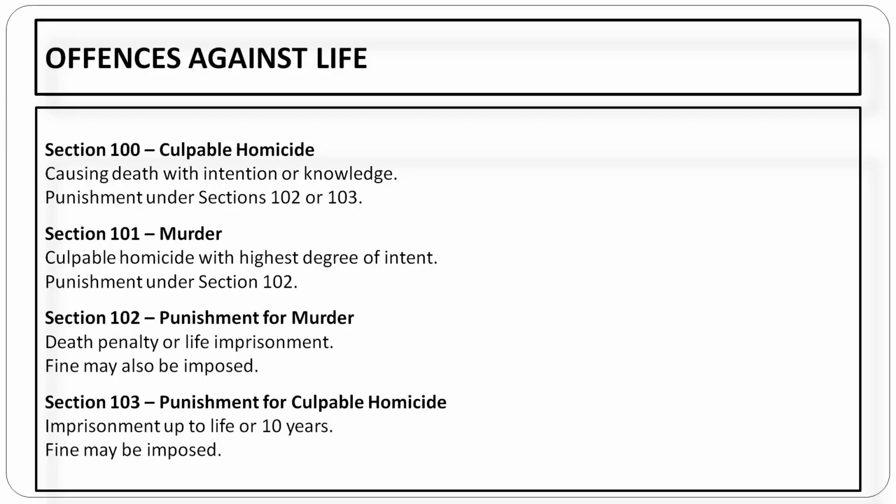Section 103, punishment for culpable homicide. It prescribes punishment for culpable homicide not amounting to murder. The punishment depends on intention, knowledge, and circumstances of the act. It may extend to imprisonment for life. In some cases, imprisonment up to 10 years is awarded. The law gives flexibility to the court. Fine may also be imposed along with the imprisonment.